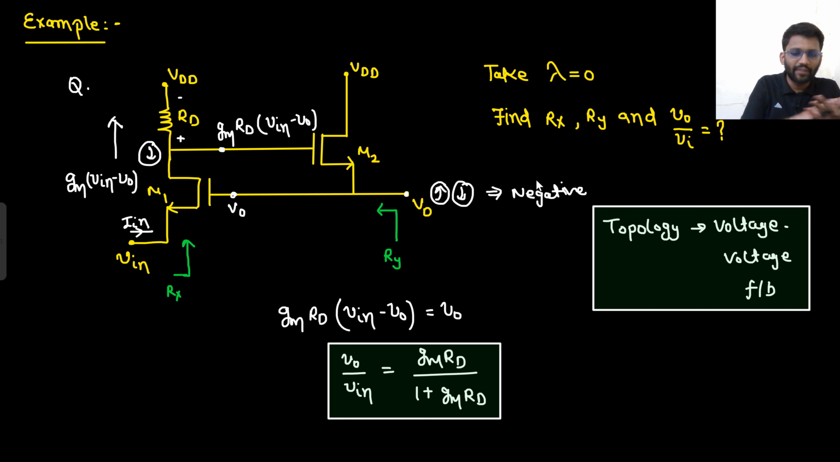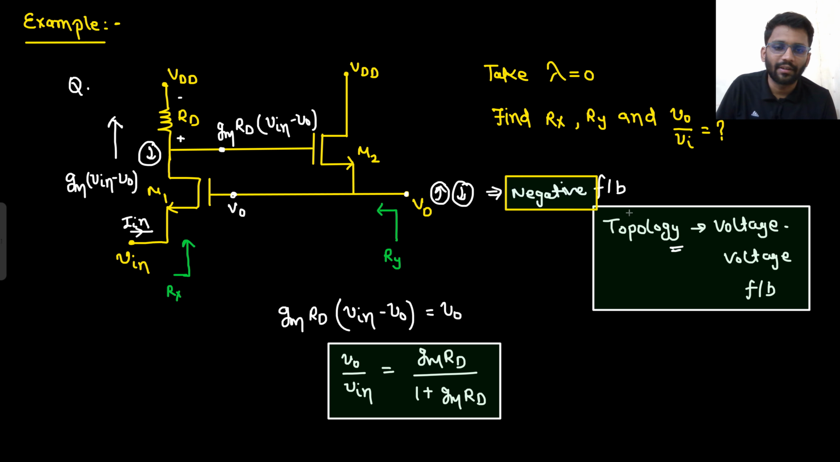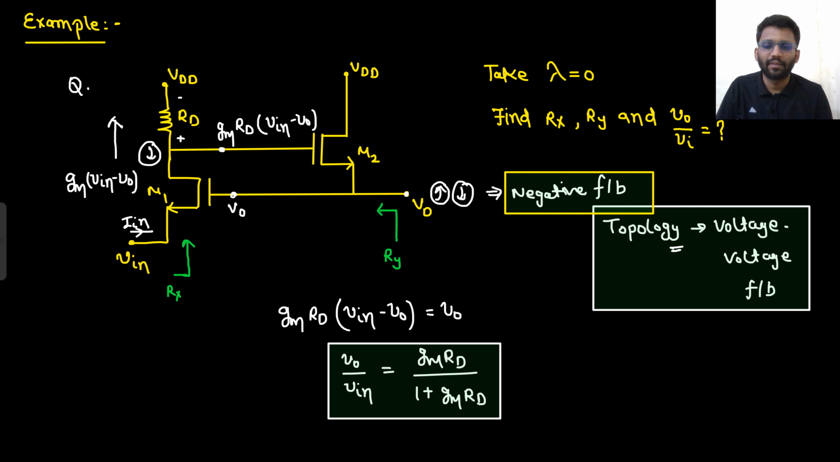So now what have we determined? We have determined two things. Topology we have determined. What kind of feedback is there? There is negative feedback. This thing we have determined. We have also determined the gain as well, but there will be a different method of determining the gain.